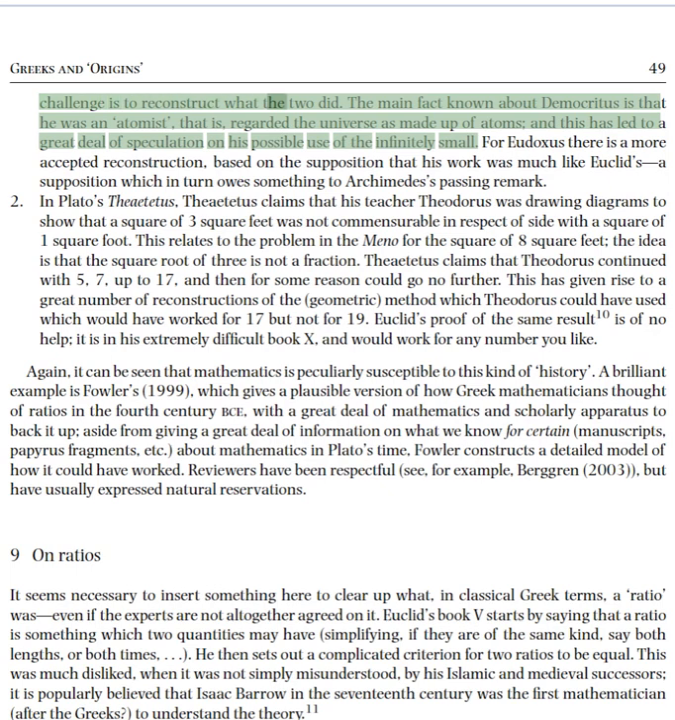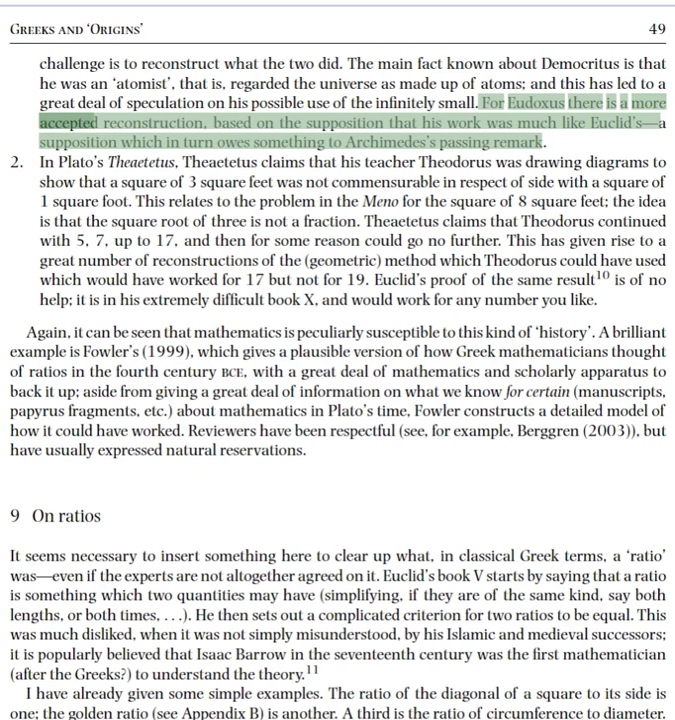Challenge is to reconstruct what the two did. The main fact known about Democritus is that he was an atomist, that is, regarded the universe as made up of atoms, and this has led to a great deal of speculation on his possible use of the infinitely small. For Eudoxus there is a more accepted reconstruction, based on the supposition that his work was much like Euclid's, a supposition which in turn owes something to Archimedes' passing remark.